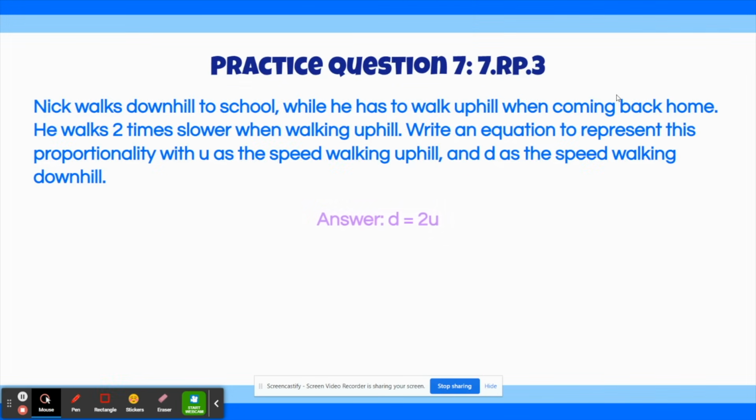Okay, so the answer to this question is d equals 2u. If you got it correct, you can skip to the next question using the timestamp. If not, you should watch the solution.